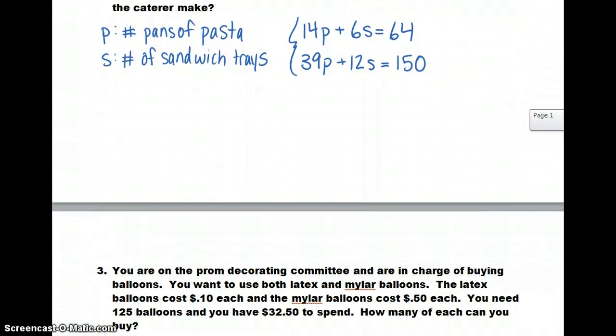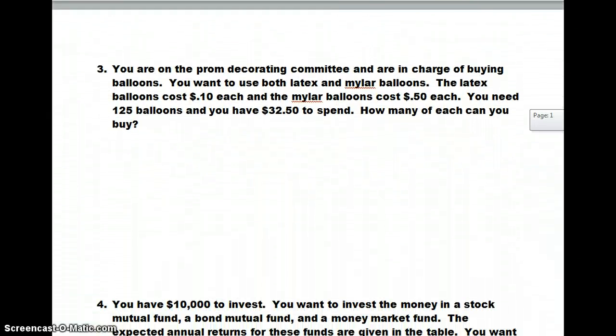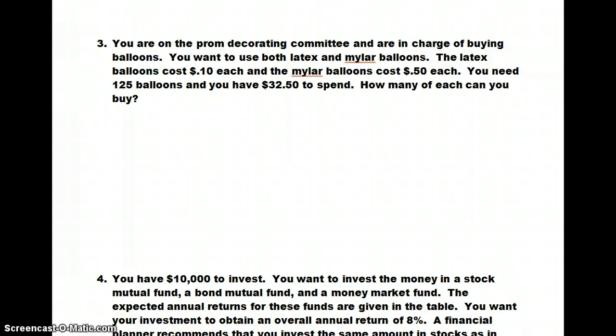Let's take a look at our third example here, number 3. It says that you are on the prom decorating committee and are in charge of buying balloons. You want to use both latex and mylar balloons. The latex balloons cost 10 cents each, and the mylar balloons cost 50 cents each. You need 125 balloons, and you have $32.50 to spend. How many of each can you buy?